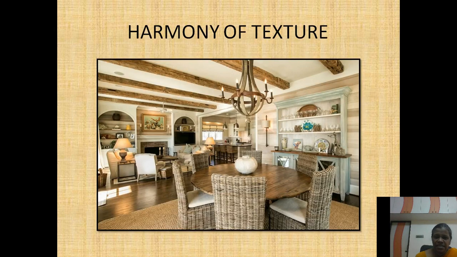For example, you can see this dining table setup. Here the chairs are of some coarse material, and the table is of wood, so they go well with each other. If you put a leather seated chair here, it doesn't match with the table. So this is very important. When you are selecting furniture, the texture must play a very important role. The arrangement of the furniture must have a good feel, and the harmony must be achieved. Can you understand?